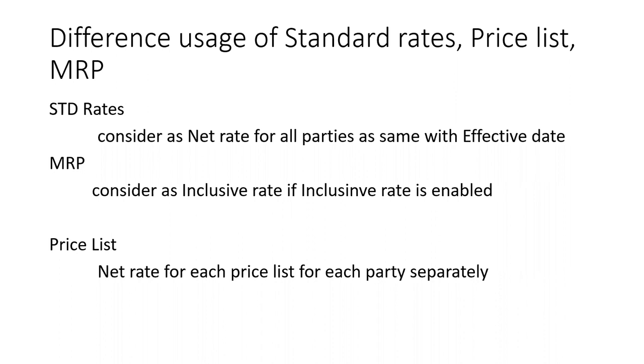Okay, so just distinguishing the three concepts. When to use standard rate: in which case where rates are same for all parties. MRP will be considered in the inclusive tax column. Price list: when the same item I am going to sell at a different rate for Swiggy, a different rate for Zomato, and a different rate for the retail counter. So I can maintain multiple price levels.